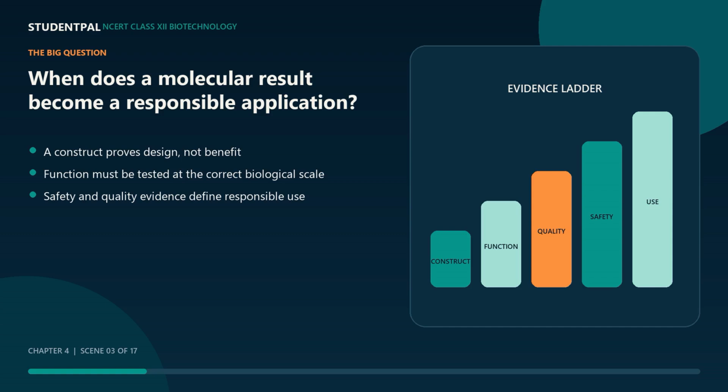Every application therefore follows an evidence ladder: molecular identity, expression, biological function, product or phenotype performance, safety, and appropriate use. The higher the claim, the broader the evidence required. Throughout this lesson, ask two questions: what direct observation supports the claimed benefit, and what additional test addresses a realistic risk or alternative explanation? Those questions turn exciting biotechnology into responsible biotechnology.